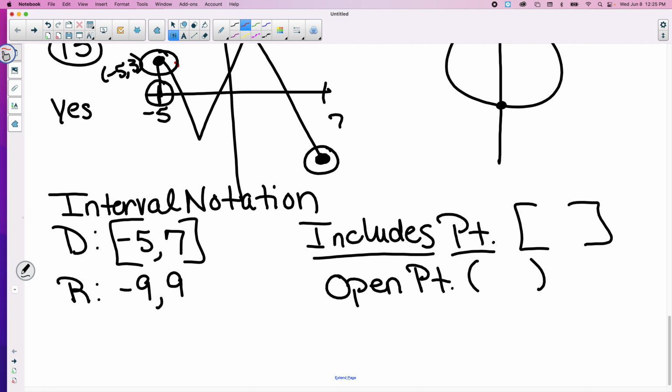Okay, and it includes those points, so you put brackets. And then you don't have to put anything else? No. And then we said, yes, it's a function, right? Yeah.